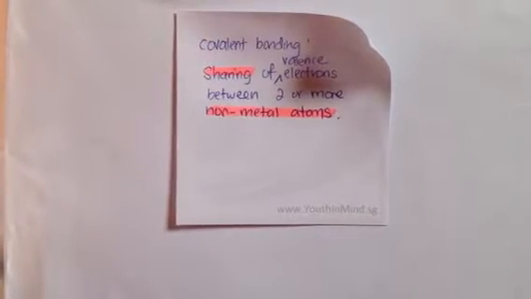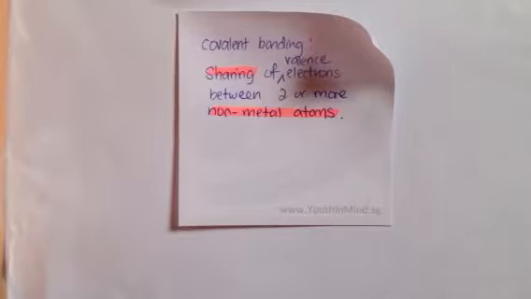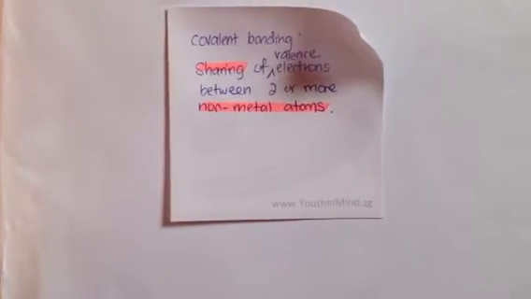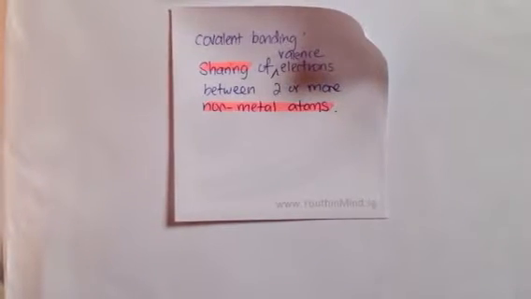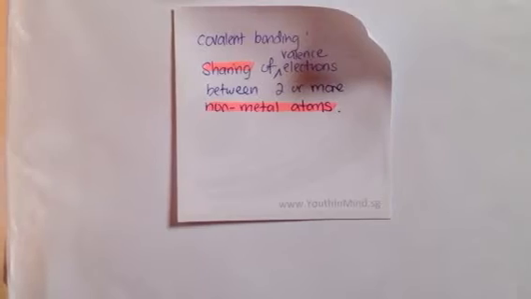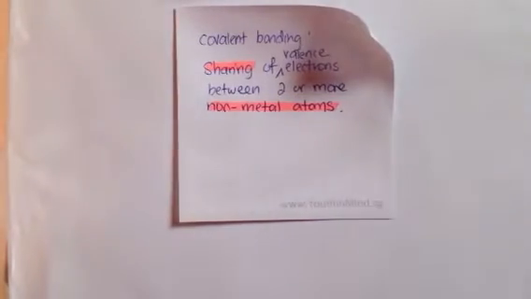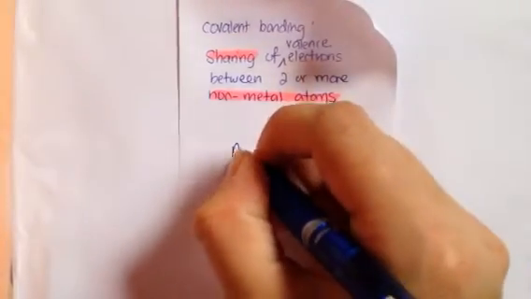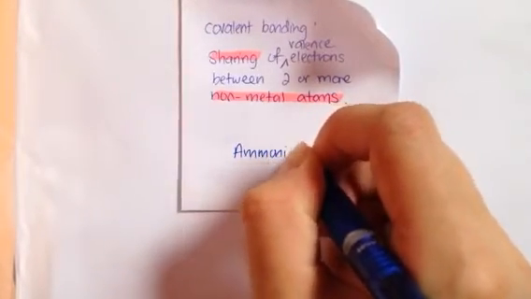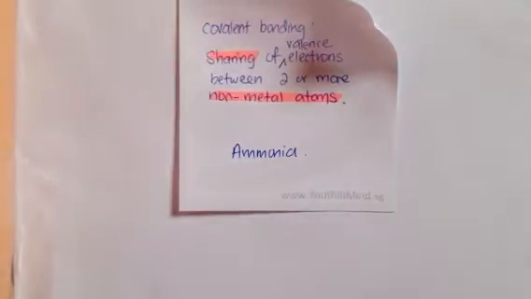So in covalent bonding, unlike ionic bonding where you need to draw all the shells, in covalent bonding you are only interested in the outer electron shell, meaning the valence electrons. So let's start off with an example. Let's try to draw the dot and cross diagram for ammonia.